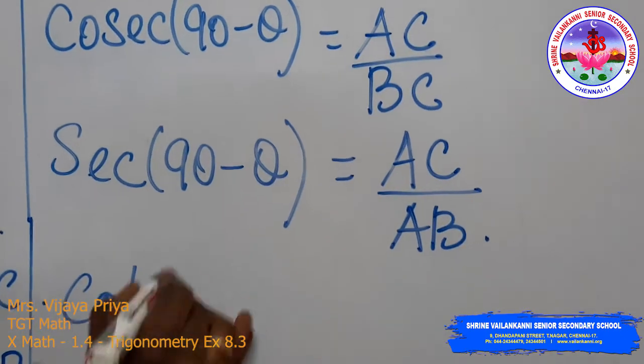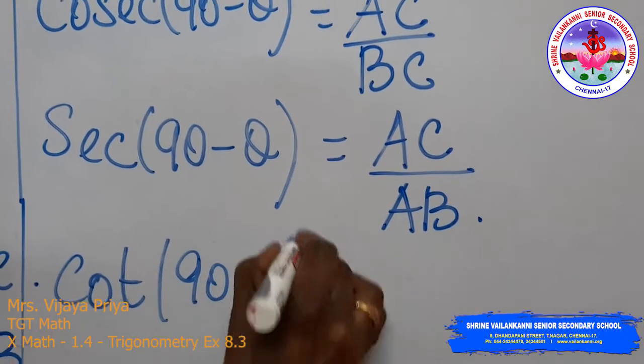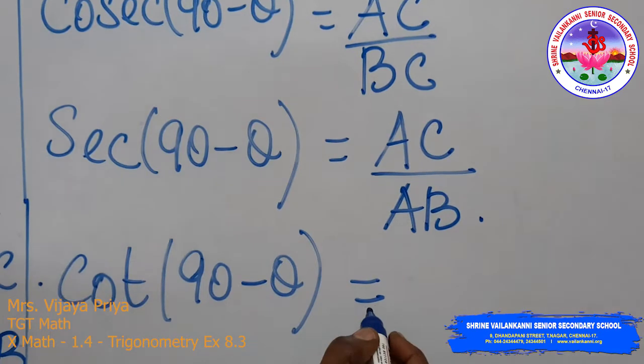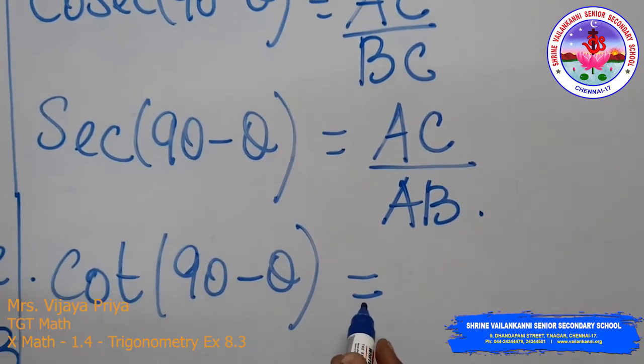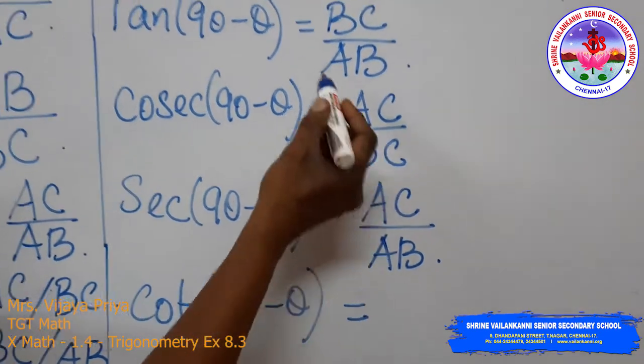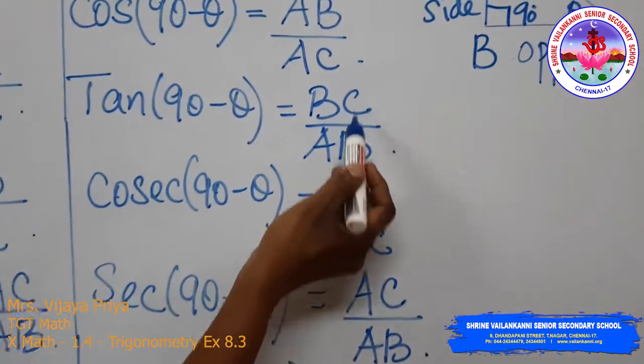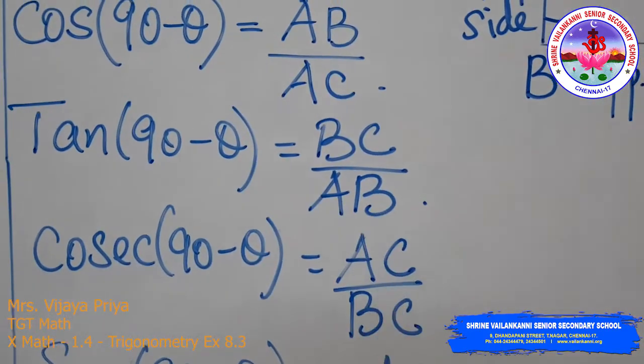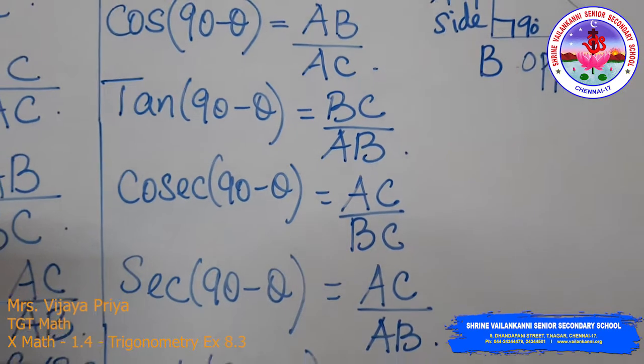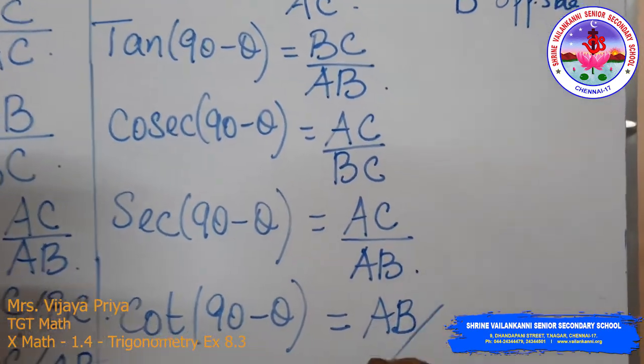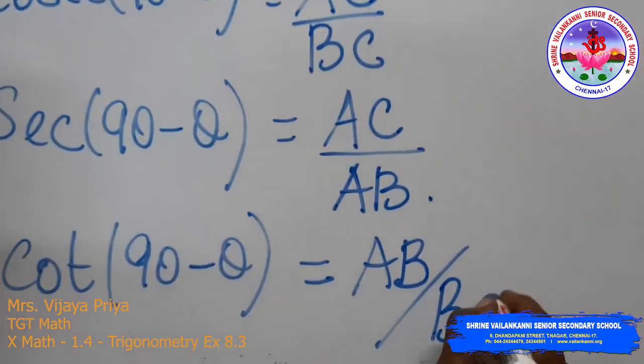Cot of 90 minus theta is equal to the reciprocal of tan of 90 minus theta, where tan of 90 minus theta is equal to BC by AB. So cot of 90 minus theta is equal to AB by BC.